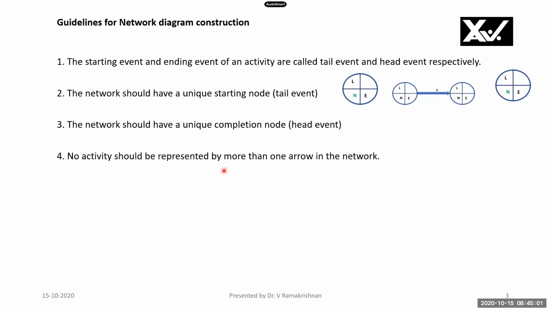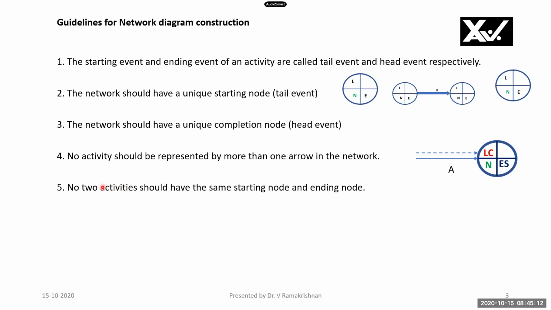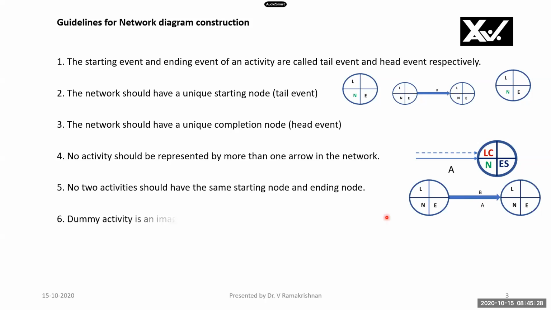No activity should be represented by more than one arrow in the network. We will see here. See, an activity A is here. It cannot be represented by two arrows here. Only one arrow should represent one activity. No two activities should have the same starting node and ending node. Please note here, this is the complement of this. So activity A and B cannot be represented by the same arrow. So no two arrows can represent the same activity, or no two activities can be represented by the same arrow.